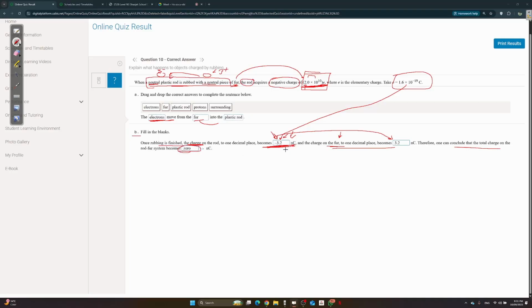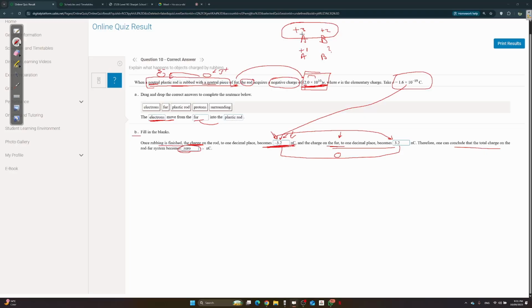Why is it 0? What happens to these negative 3.2 and positive 3.2? Add them up. What's the total charge? 0. So the system is always 0. This is true for any system. If you have A and B, A is plus 3, B is plus 2. Let's say after, A becomes plus 1. How much will B become? What was the total here? Plus 3 plus 2.